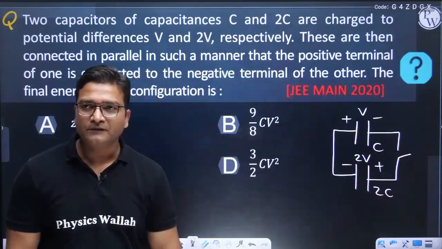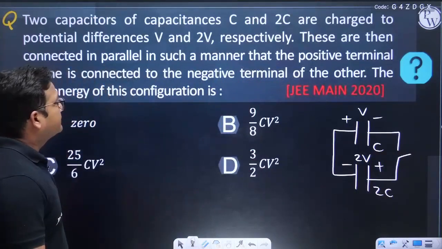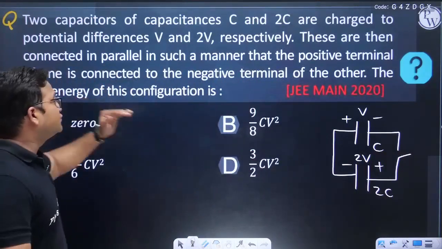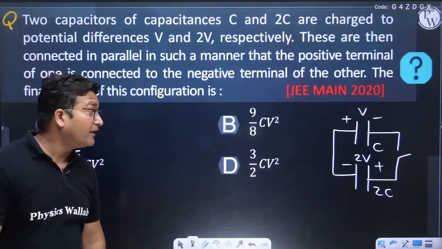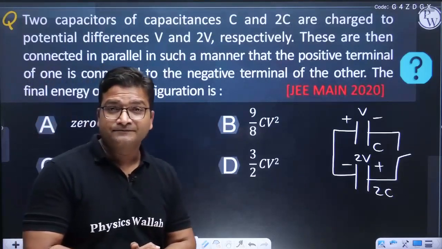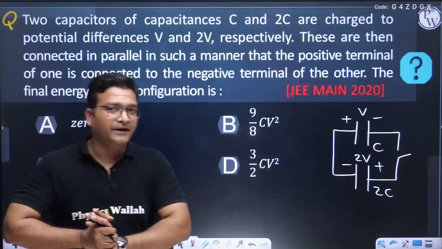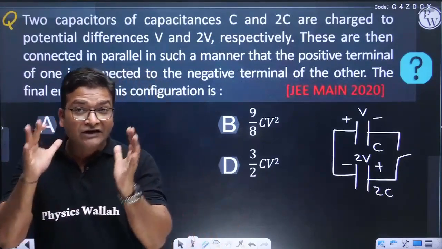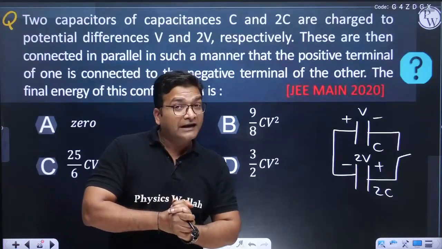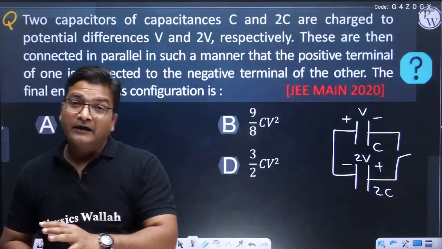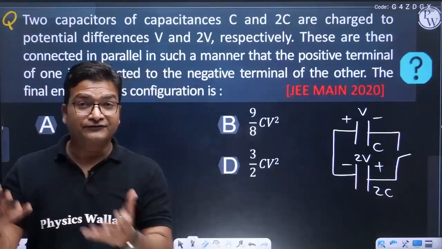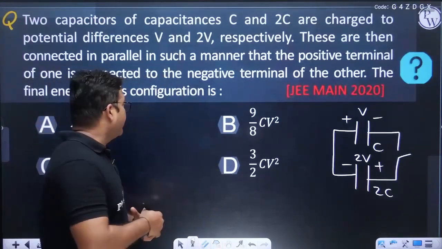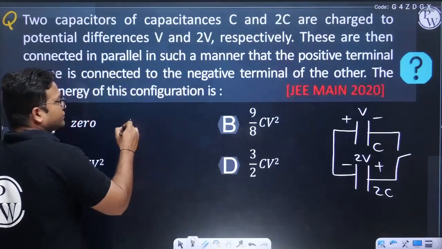Now they are asking us the final energy of this configuration. What will be the final energy of this configuration? So obviously our approach would be, first we will calculate the initial energy, then I'll calculate the loss, and initial energy minus loss will be obviously the final energy. So let us find the initial energy.